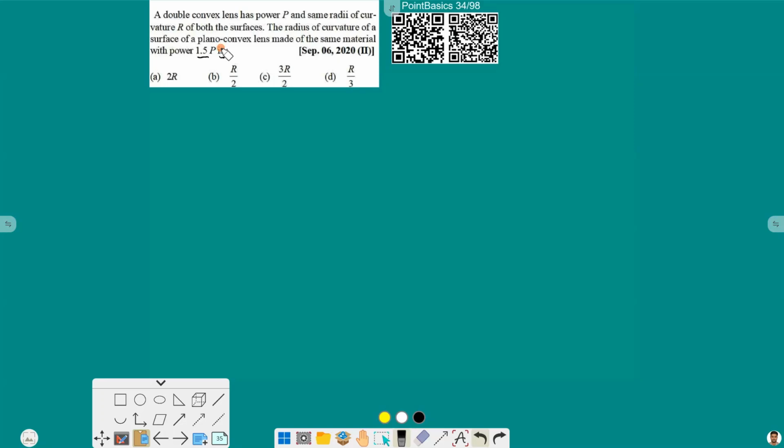So using the lens maker's formula, we have 1 by f is equal to mu minus 1 into 1 by r1 minus 1 by r2. And here we have the same radii, so r1 equals r2 in magnitude, equal to r. And for a double convex lens, this side has a positive curvature and this side has a negative curvature. This is r1 and this is r2. So for the normal lens, we will have 1 by f, which is also known as power. So power will be mu minus 1 times 2 by r.